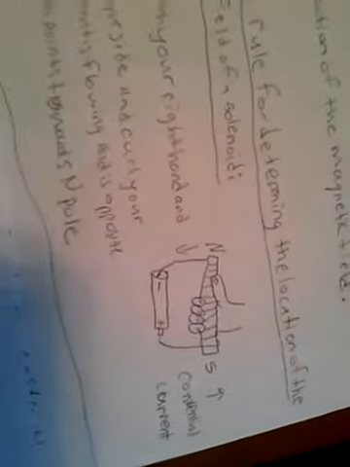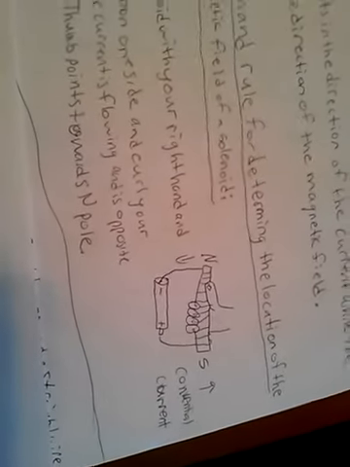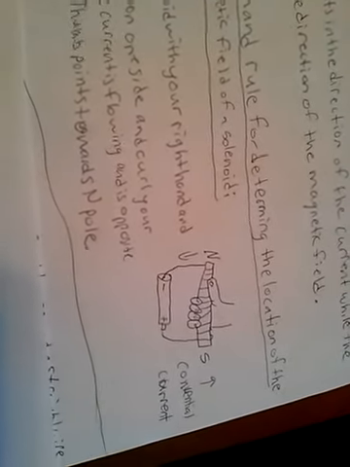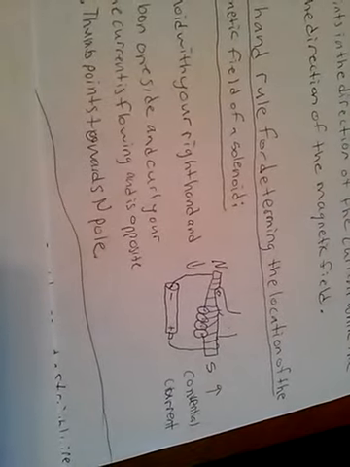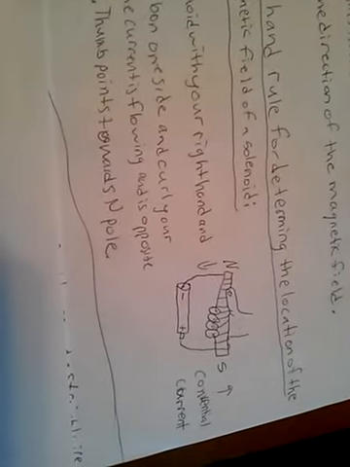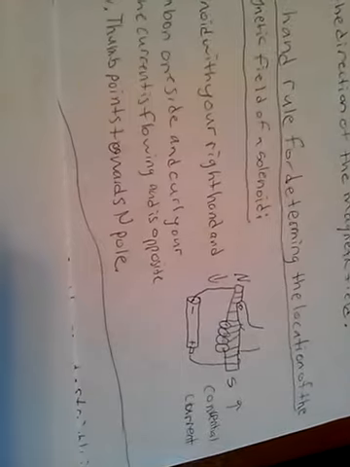So as you see, the thumb is pointing towards the north pole and the fingers are pointing upwards, which is how the conventional current on the right side is going upwards, and then it's leaving and going down from the north pole.